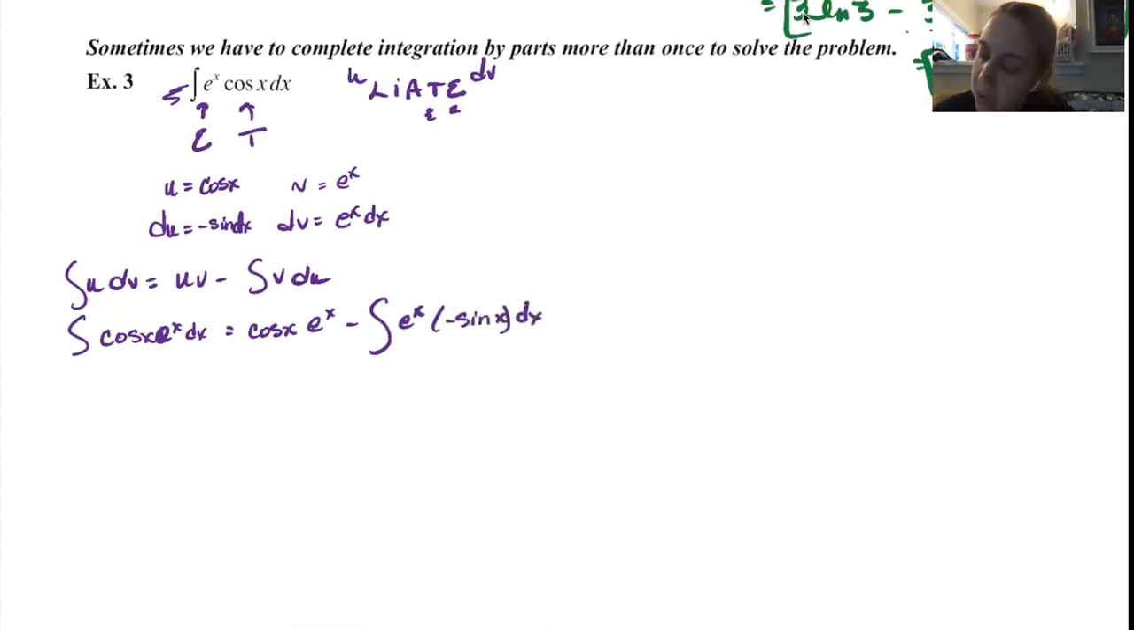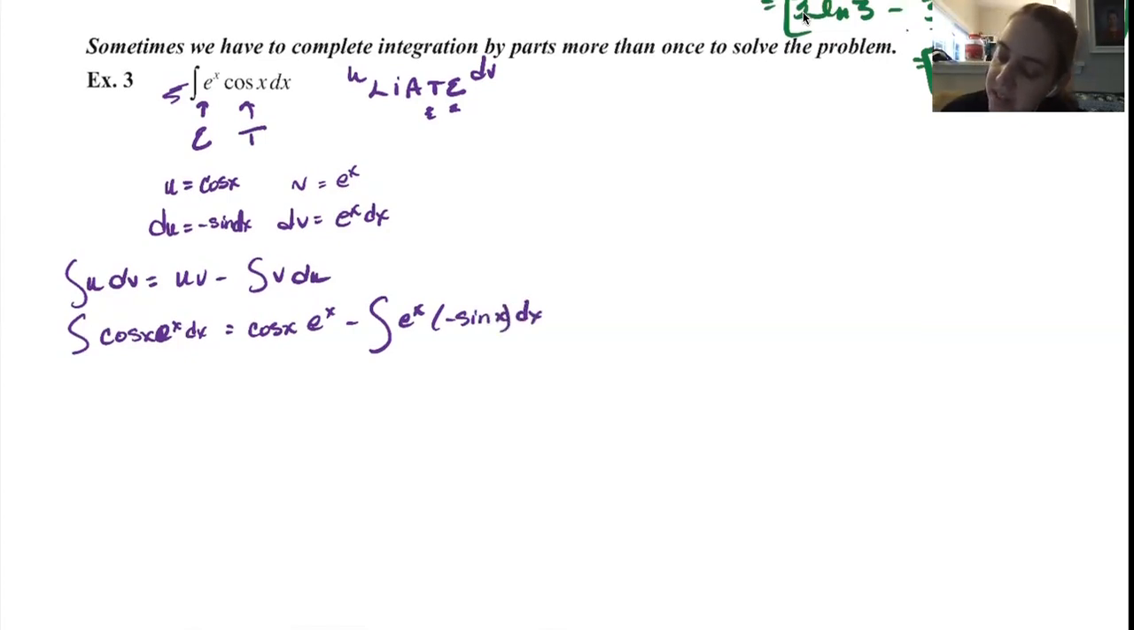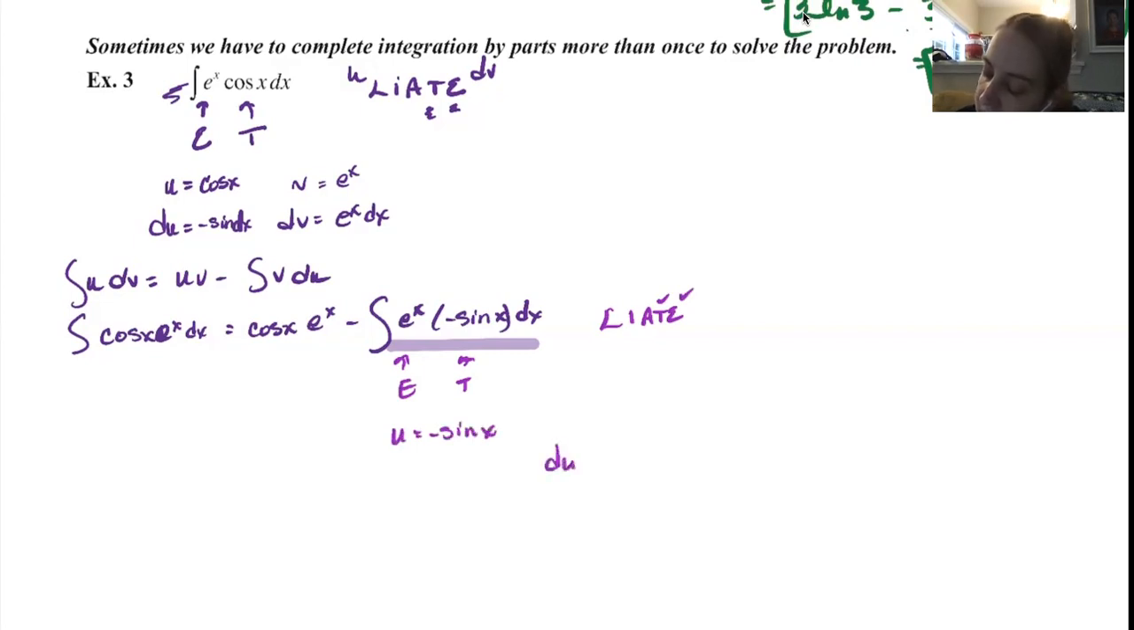Okay, so normally I'd go through and just integrate the second piece here the best that I could, but I still have two things being multiplied. So this is still integration by parts. I'm going to switch colors here a little bit. Oh, we still have an e, so it's still exponential, and I still have a trig. On my list of LIATE, I still have a trig, I still have an exponential. So my u is negative sine of x, and my dv is e to the x. So the derivative of u will be negative cosine of x, and the integral of dv would be e to the x.